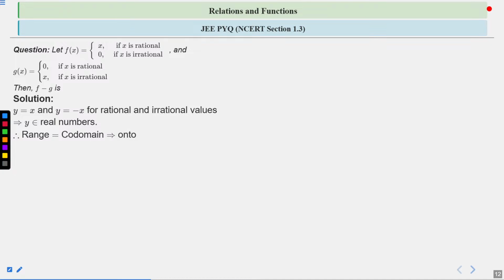So the range is equal to the codomain here, because we are getting both irrational numbers and rational numbers in the range. Clear? So overall the range is basically all real numbers, right? So the range is equal to the codomain. So we can say that the function is both one-one and onto, right? So f minus g is both a one-one function and an onto function. Clear? Okay, let us discuss the next question.